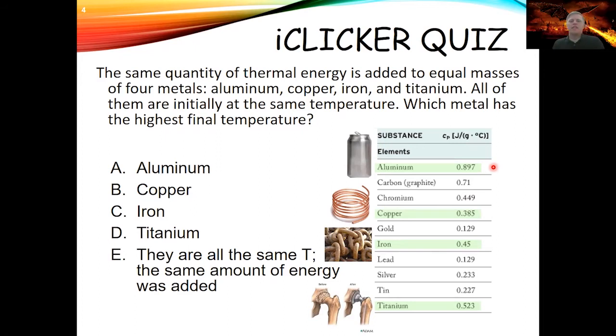Okay, so the idea is a higher heat capacity means slower rise in temperature because it can store more heat in it. So the answer here is going to be copper, because copper is going to be the metal that has the highest final temperature, has the lowest heat capacity, highest increase in temperature here.